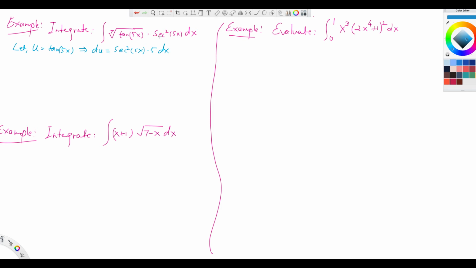But what I need is the value of secant squared 5x times dx only, because I want to write this in terms of u as well. So this 5 is extra, so I want to divide by 5. This implies 1/5 du equals secant squared 5x times dx. You see that? So secant squared 5x times dx is 1/5 du, and this will be u to the root, the 7th root of u.